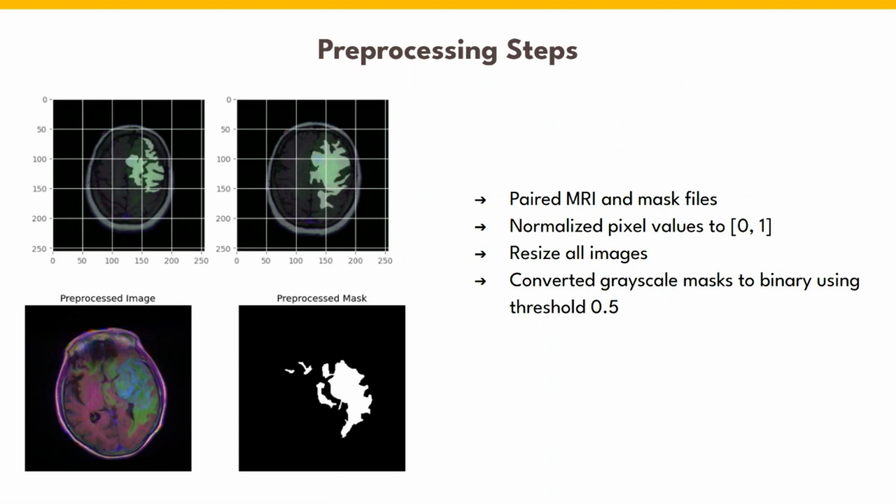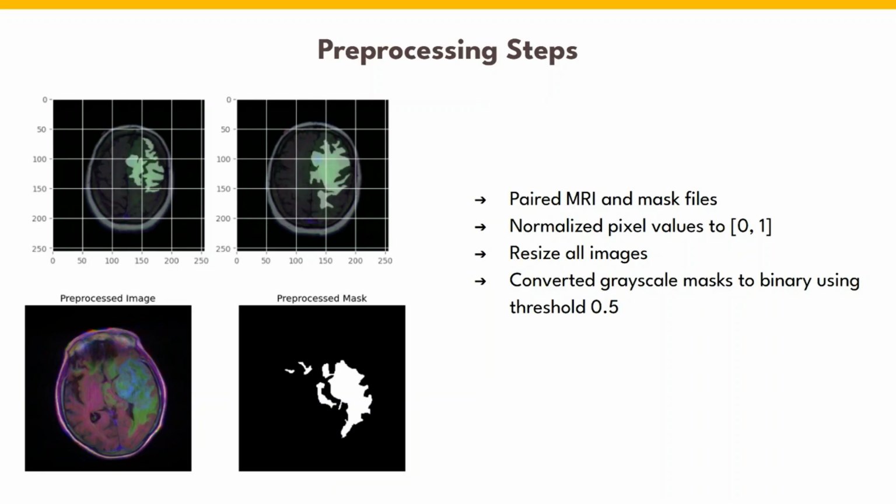Before training the model, we had to clean and prepare the data. This is called pre-processing. First, we paired each MRI image with its matching mask to make sure the model learns correctly. Then we resized both the images and masks to 256 by 256 pixels. Next, we normalized the image pixel values to a range between 0 and 1. This helps the model train more smoothly.